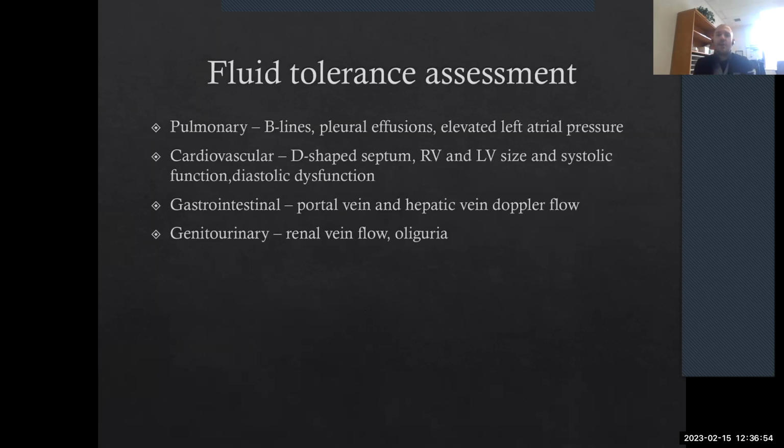And looking at assessing fluid tolerance, we talk about a few different things on ultrasound. And I'll bring these to you because this is what I do when I'm doing my point of care scans. I look at B-lines, pleural effusions, and elevated left atrial pressure when I'm looking at the pulmonary system. I look at the LV and RV size and systolic function. I look at the septum, whether it's D-shaped, whether there's any bounce. And I look at diastolic dysfunction. From a GI perspective, I look at the portal vein and hepatic vein Doppler flow, and we'll talk briefly about that. And then from a GU perspective, I look at oliguria and renal vein flow.